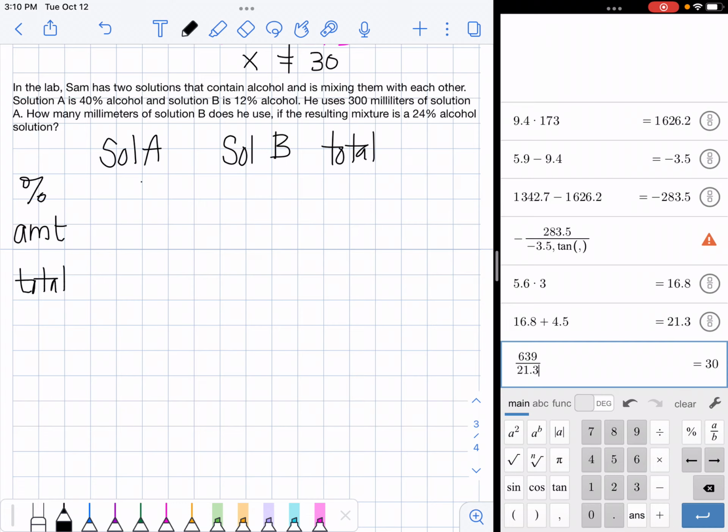So let's go ahead and identify these things. Our two solutions, solution A and solution B. We have a percent alcohol and our amount. Let me finish drawing my chart here.